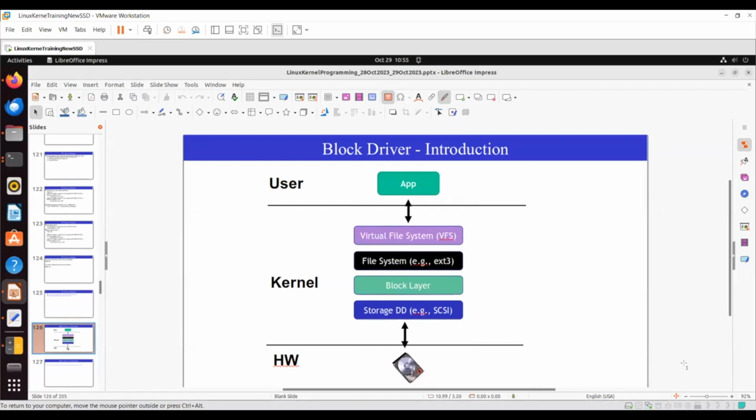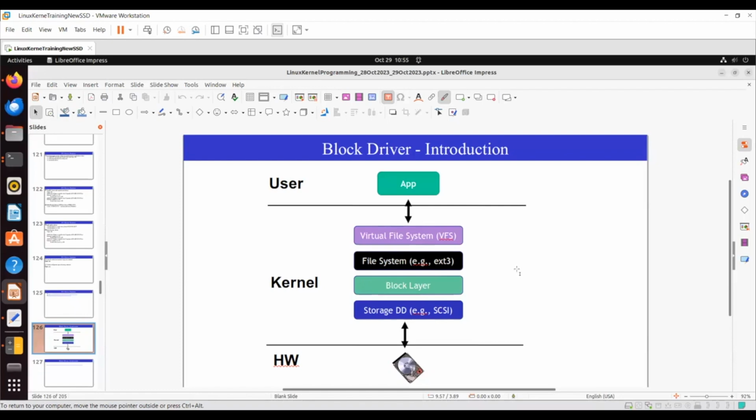Now, after that, I will just give a small introduction to the block driver. If you remember, till now, whatever we studied was a character driver, and the network driver we have not studied. Whatever we studied till now is a character driver, meaning all these drivers deal with character streams of data.